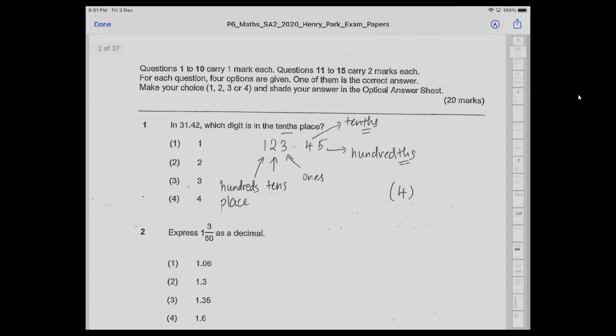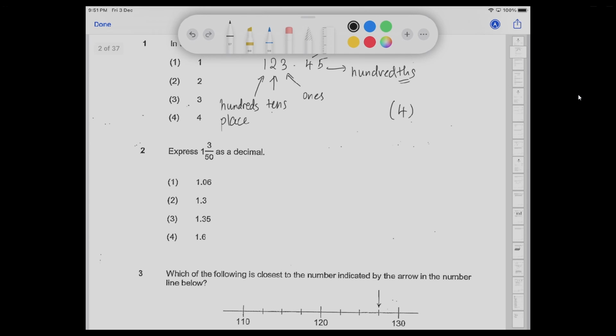Let's move on to the next question. Express 1 and 3 out of 50 as a decimal. What we really want to do with these questions, when we see express it as a decimal, is convert this fraction. As we all know, this is called a mixed number. So what we want to do is convert this fraction in the mixed number to something that is out of 100.